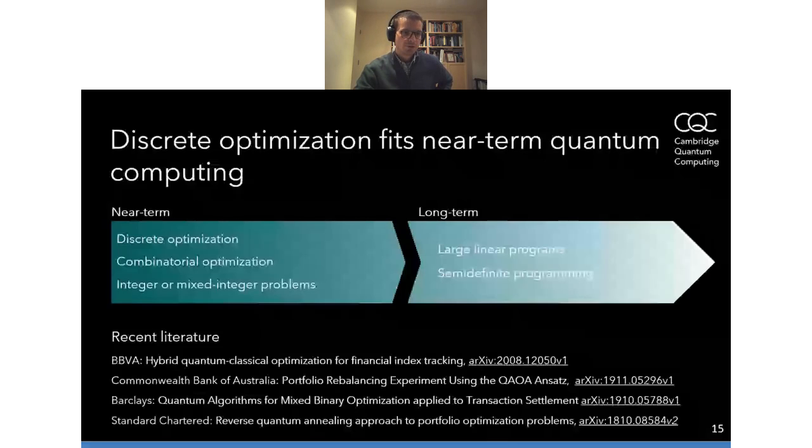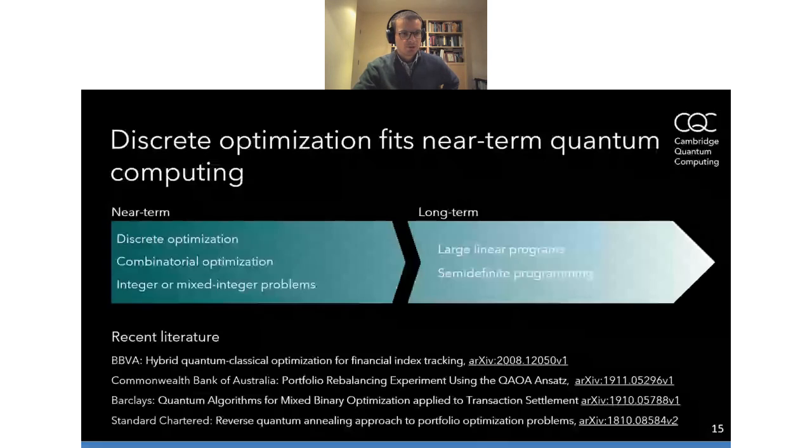At the bottom here, I've listed a few of the relevant publications or preprints by some of the leading banks in the world in the optimization field. So, for example, in this recent paper by BBVA, a Spanish bank, they used methods from combinatorial optimization, or I think it was more of an integer problem.